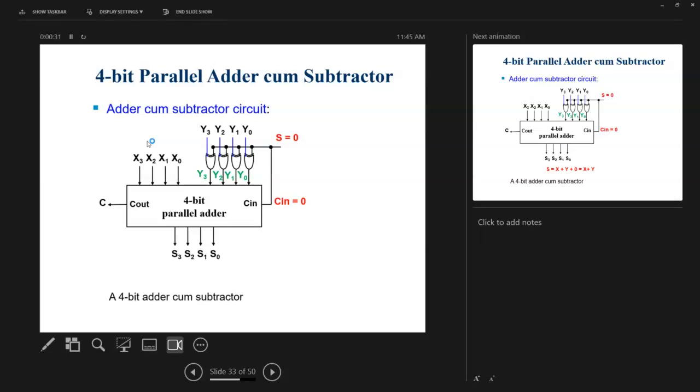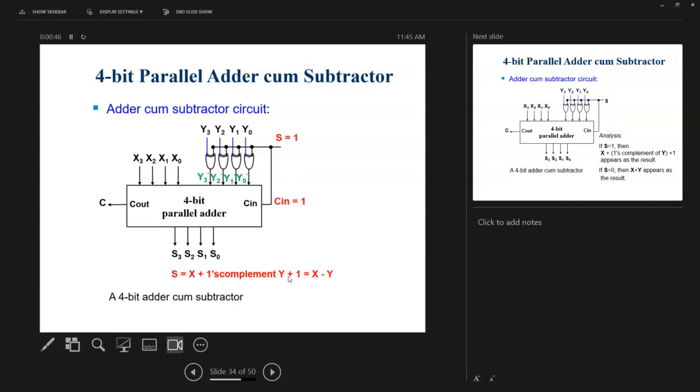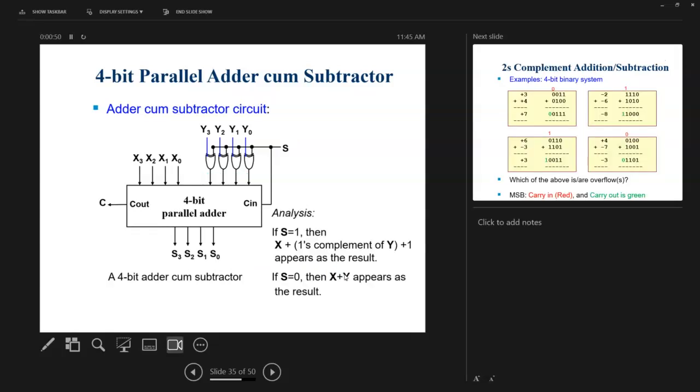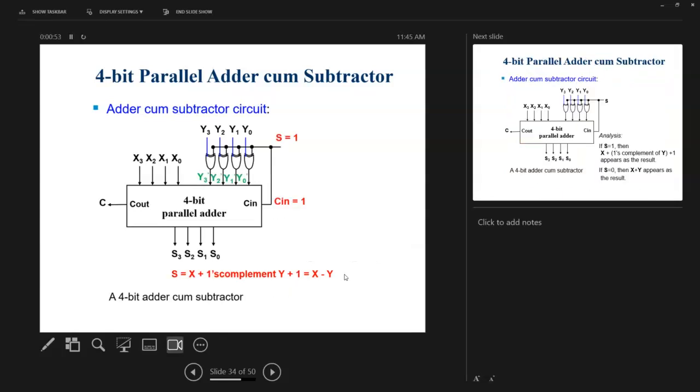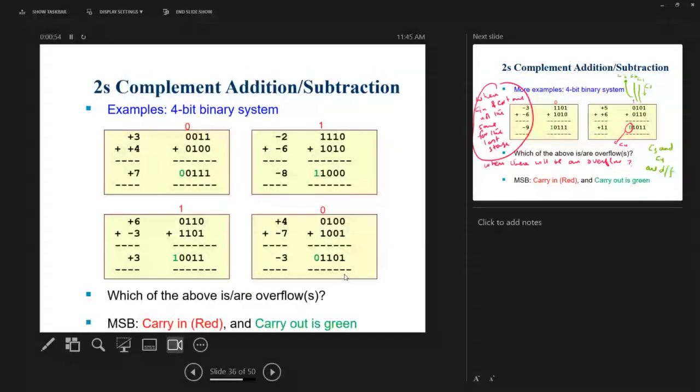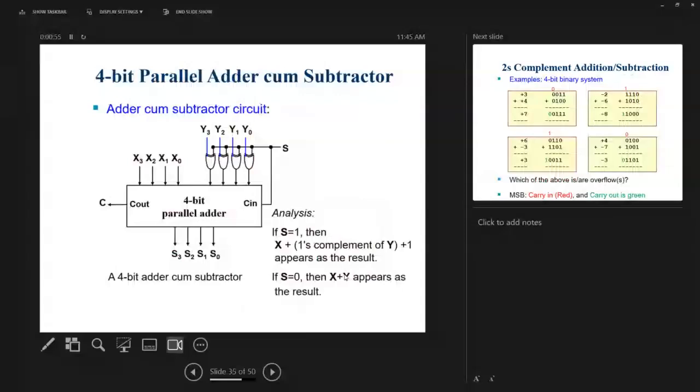And then what will be my output? My output will be x plus y plus 0. And when S is equal to 1, Cin is 1, it will give me y3 bar, y2 bar, y1 bar, and y0 bar. It will be the 1's complement, and plus 1, it is actually the 2's complement. So it will give me x plus the 1's complement of y plus 1, which is actually x minus y. Any question? Clear? Got it, Professor. Clear or not?